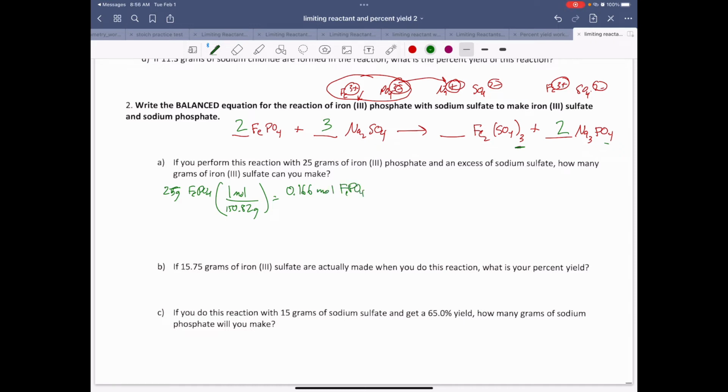We are interested in creating iron sulfate, so we are interested in that relationship. It's a 2-to-1 relationship. So 2 moles of iron phosphate will create 1 mole of Fe2. I'm not going to write the whole thing out, but I can see that it's Fe2. So 0.166 divided by 2, 0.083 of Fe2SO4. And now we just have to convert that to grams.